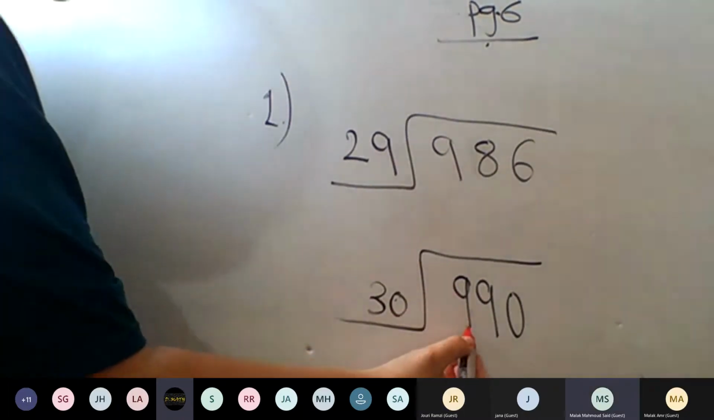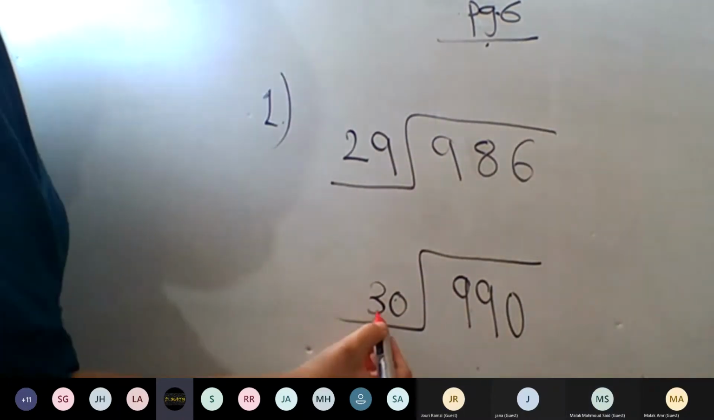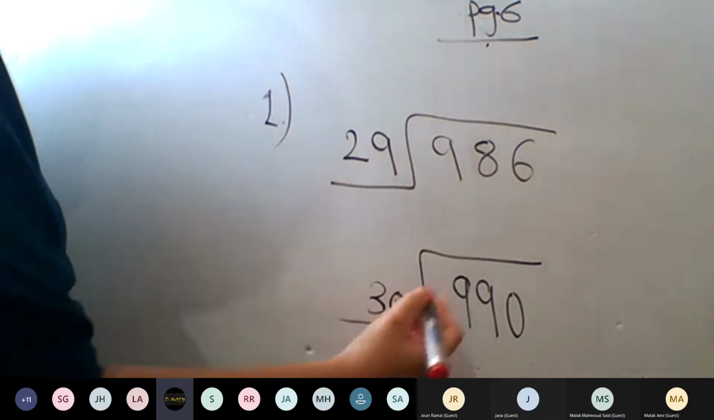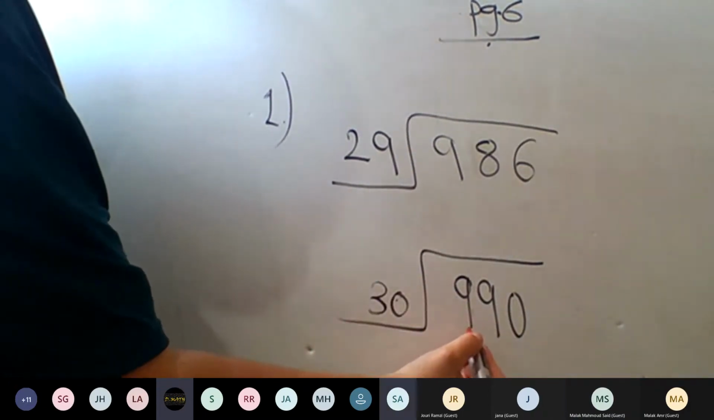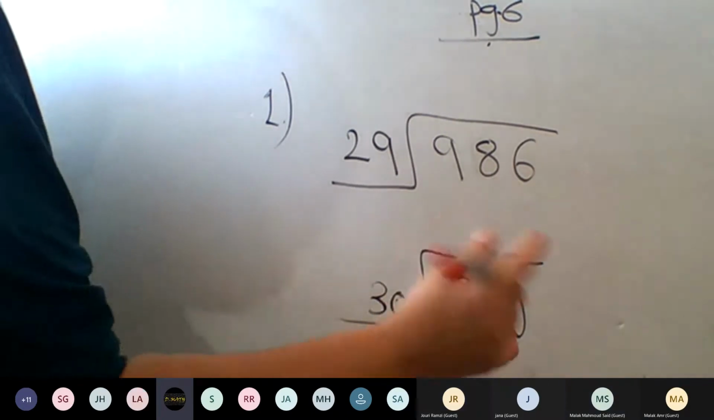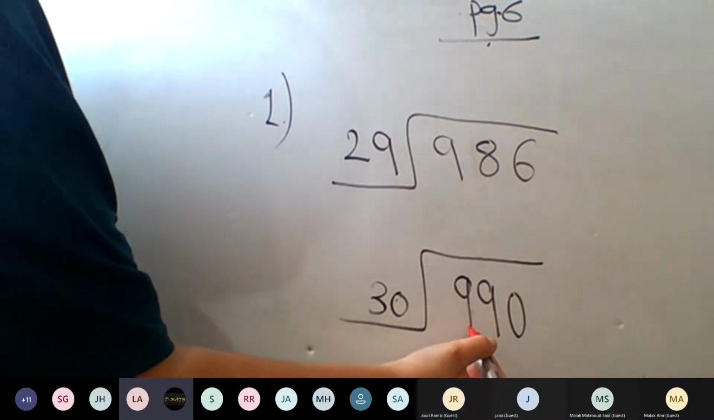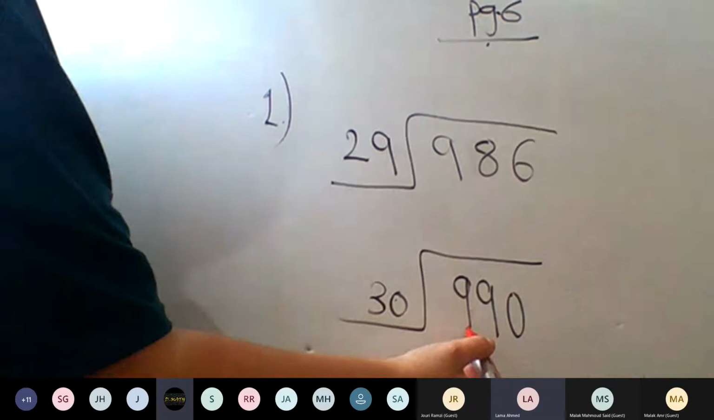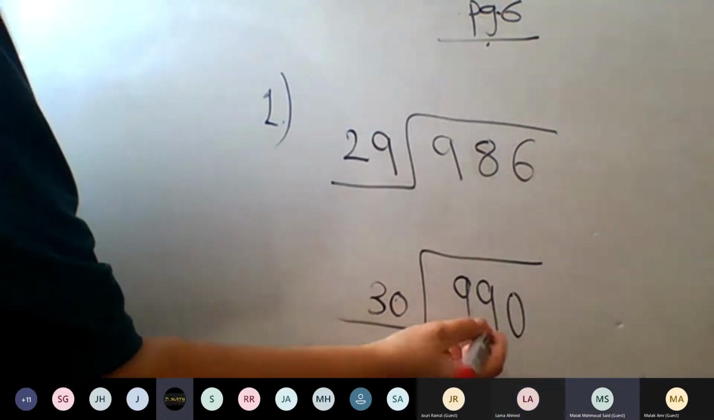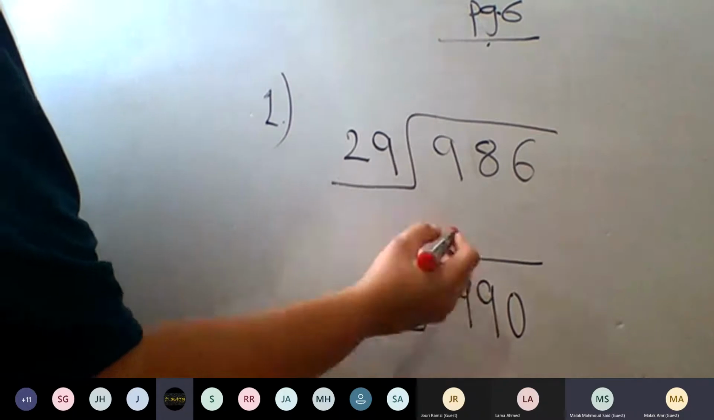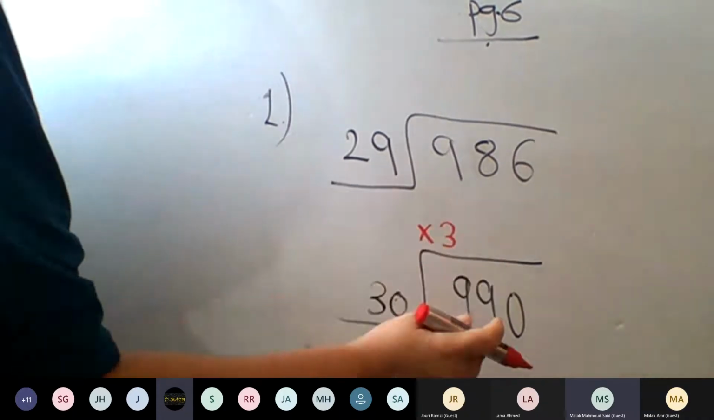Now let's divide. Can I divide 9 by 30? Or another question: how many 30s in 9? I cannot. Now let's try 99. So we're going to multiply 30 times 2 equals 60, 30 times 3 equals 90.